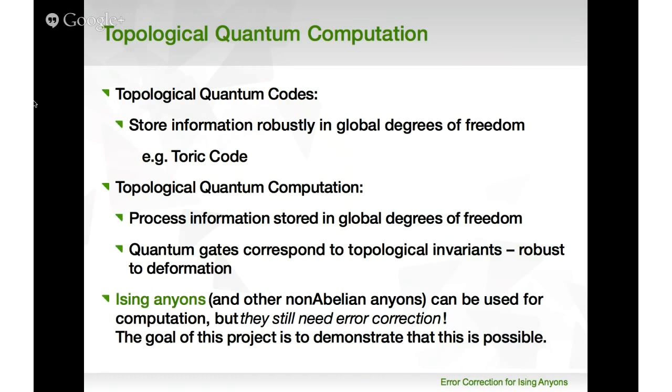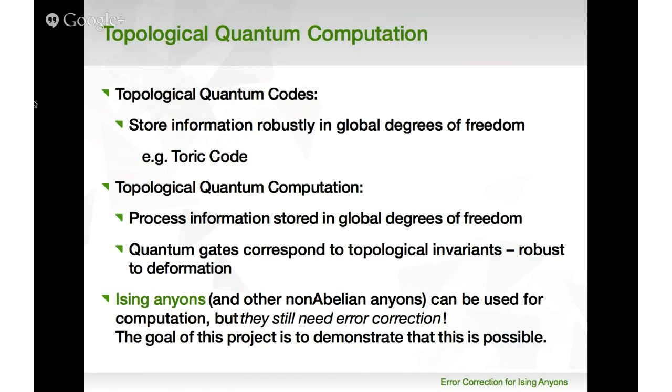We have quantum gates, which correspond to topological invariants in a particular way. They correspond to braiding of the world lines of particles that live in certain two-dimensional media around each other. And if you slightly deform these braids, the quantum gate is naturally robust. It doesn't depend on the specific details of the path. It just depends on the topology. So then these gates inherit some natural robustness in this way.